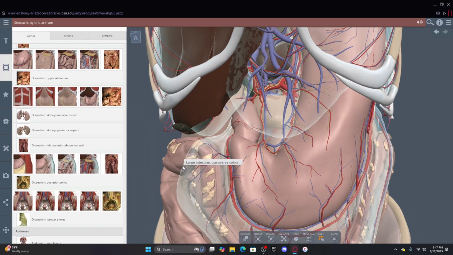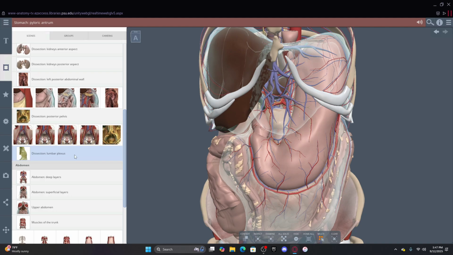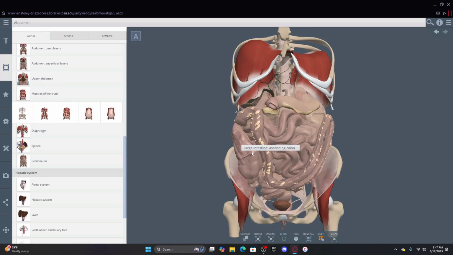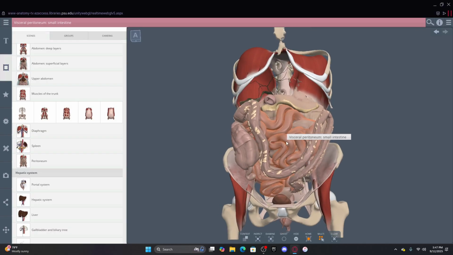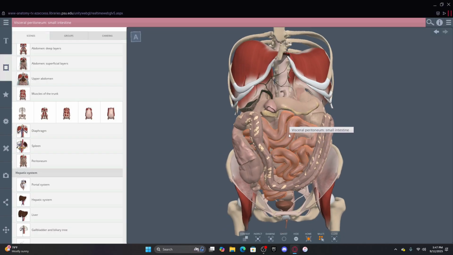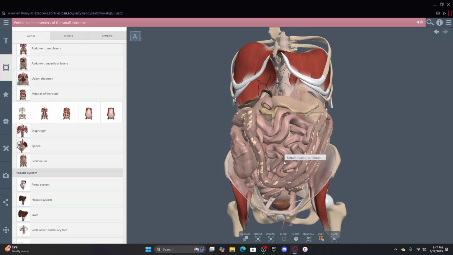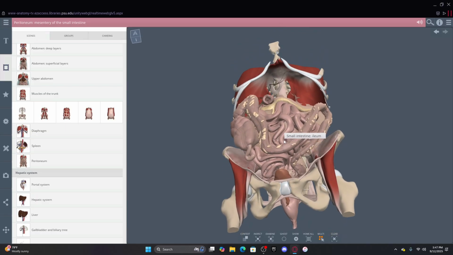So let me bring up a better image for you guys. Peritoneum. So this is the small intestine. The jejunum would be more towards the superior side, on the higher side, and the ileum would be more inferior. Here you have the ileum.